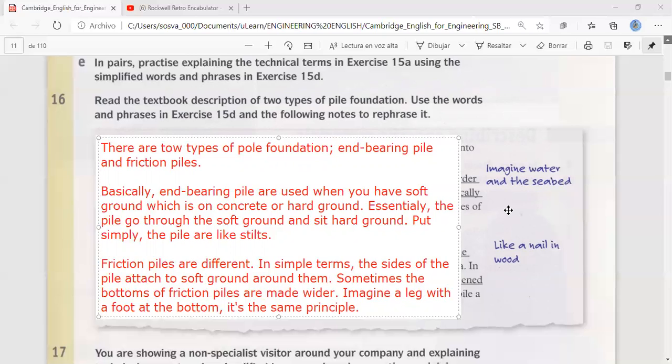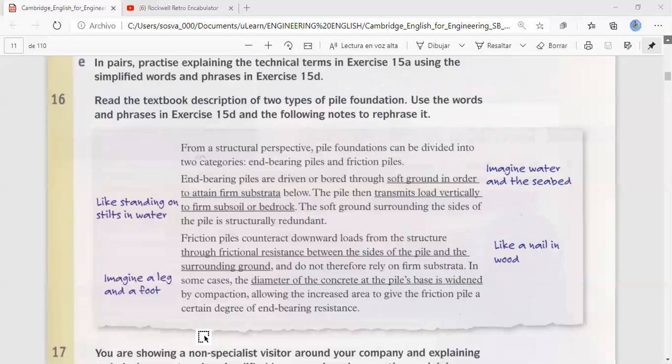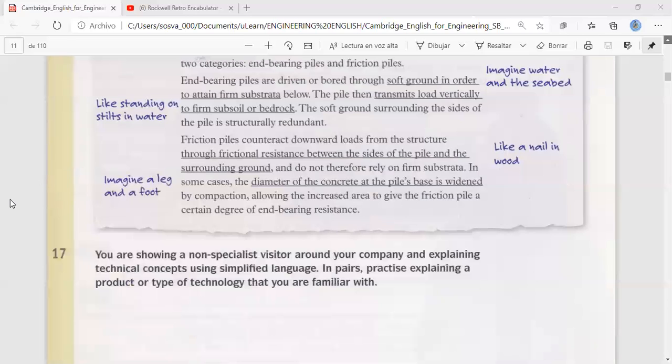The same principle. Okay. That's okay. Ready? Yep. Okay, let me erase this.